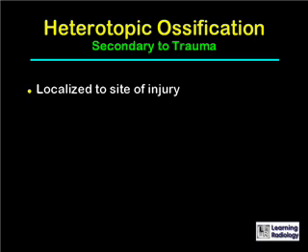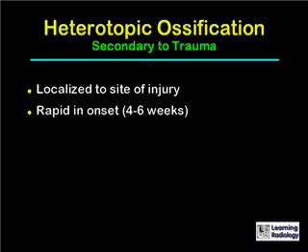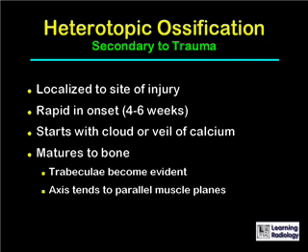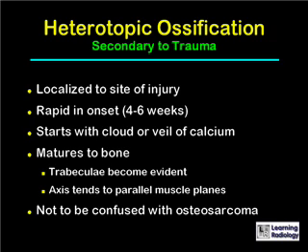Heterotopic ossification, or Myositis ossificans secondary to trauma, is usually localized to the site of injury. It occurs rapidly within the first 4 to 6 weeks after injury. It starts with a cloud or veil of calcium, then matures to bone. The trabeculae become evident, and the axis for heterotopic ossification secondary to trauma almost always tends to be parallel to the muscle plane, that is, parallel to the long axis of the bone. It is very important that the radiologist recognize heterotopic ossification secondary to trauma, because if it's biopsied and sent to pathology, it may be mistaken for an osteosarcoma.